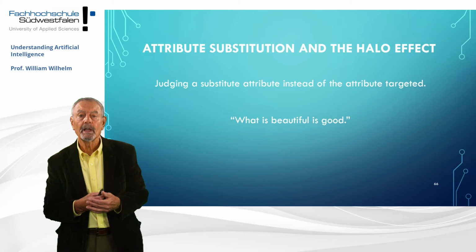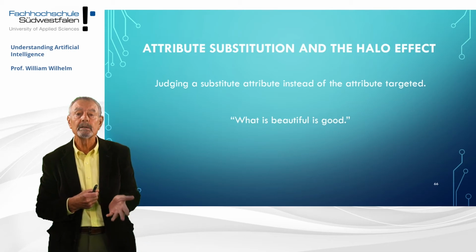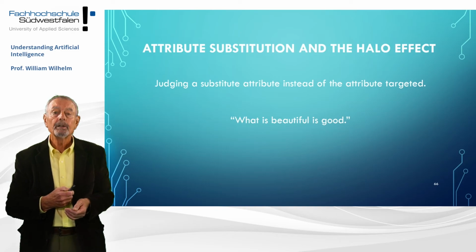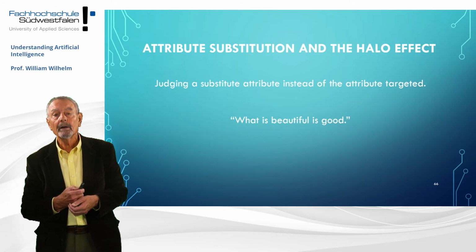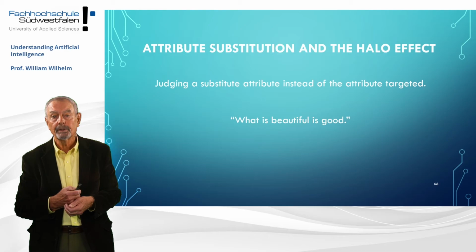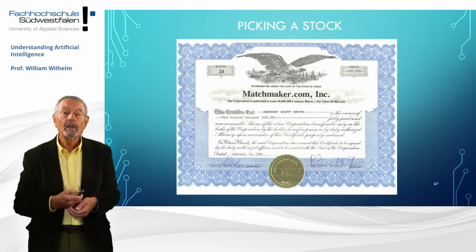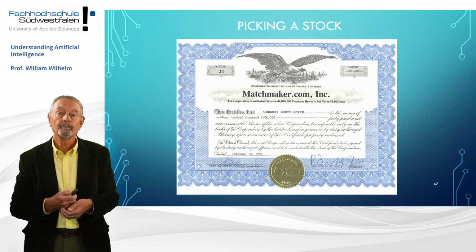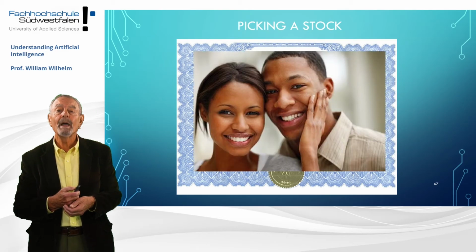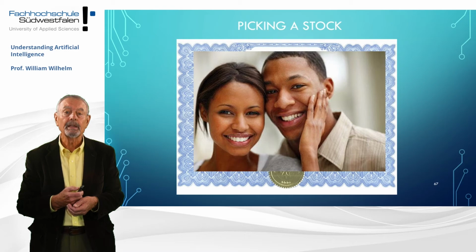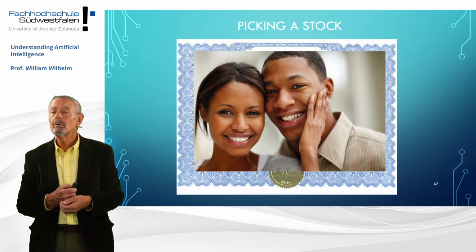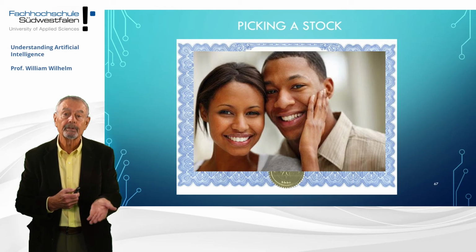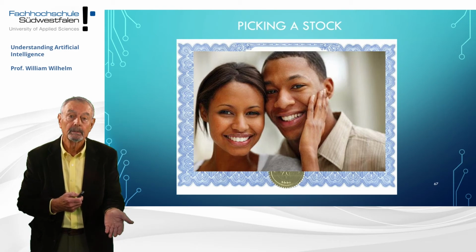Attribute substitution and the halo effect are two related biases that often cause error in our logical reasoning. I'll use the example here of how to pick a stock for purchasing. Let's say you're thinking about purchasing a stock in a dating service. In fact, you met the love of your life through this dating service and you married. You are extremely happy. Is that a good reason to purchase the stock?